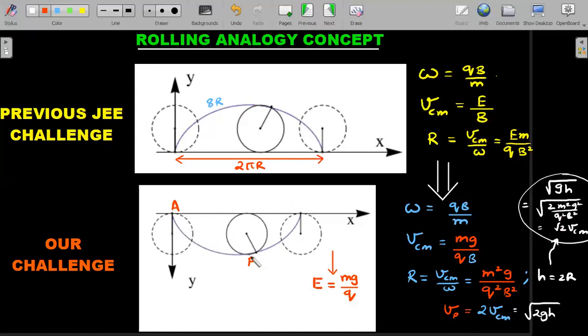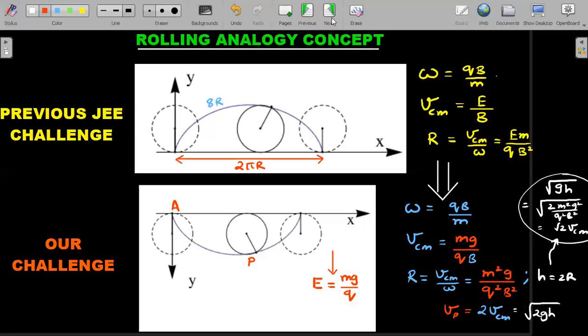Okay, so at the bottommost point here, there will be a rightward velocity of VCM plus R omega, which is nothing but 2 VCM. Since VCM is root GH by 2, I substitute root GH by 2 into 2 outside, which makes it root 2 GH. It's a straightforward calculation if you know all these results from the rotational analogy.